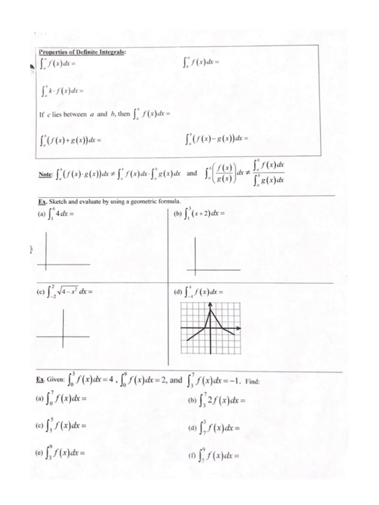So for the first one, if you have an integral that goes from a to a, there's going to be no area. So that would just be 0.